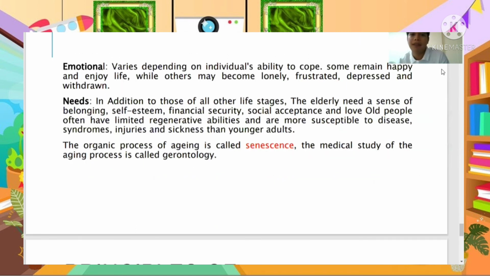Okay, emotional life varies depending on the individual's ability to cope. Some remain happy and enjoy life, while others may become lonely, frustrated, depressed, and withdrawn. The needs are, in addition to those of all other life stages, the elderly need a sense of belonging, self-esteem, financial security, and social acceptance and love.